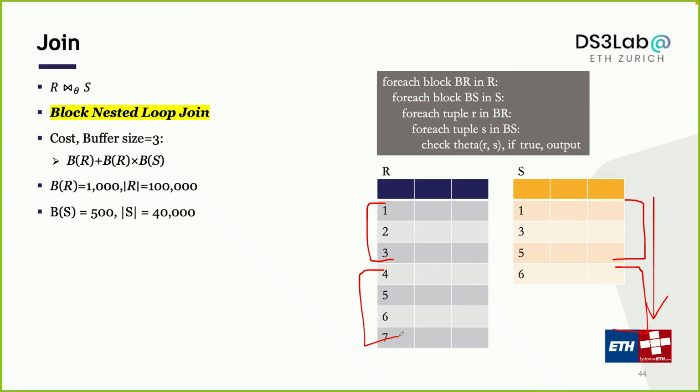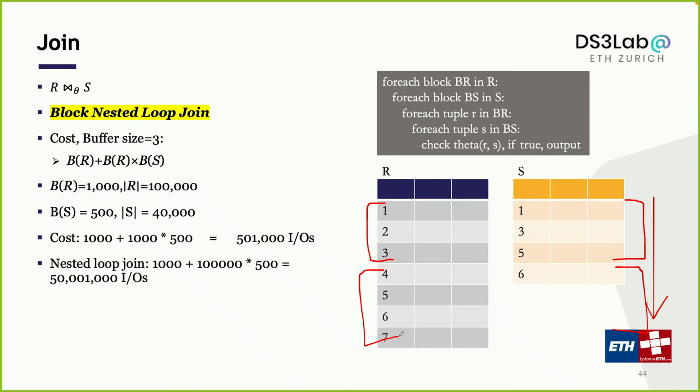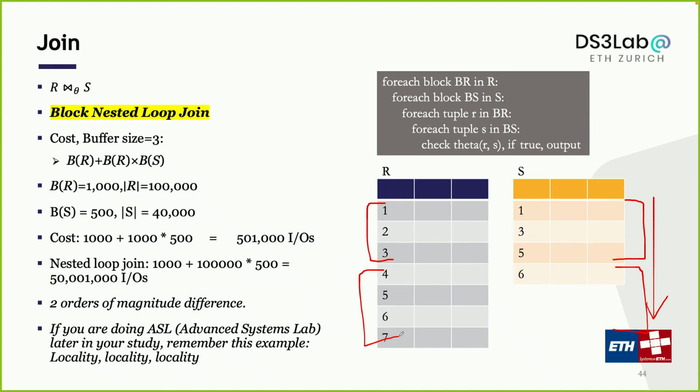Go back to our previous example, right? When you have two relations like this, the algorithm gives you something with only 500,000 IOs. That's two orders of magnitude difference between what we have here and what we have in the most natural way of doing joins. So if you are doing an advanced systems lab, remember this example.